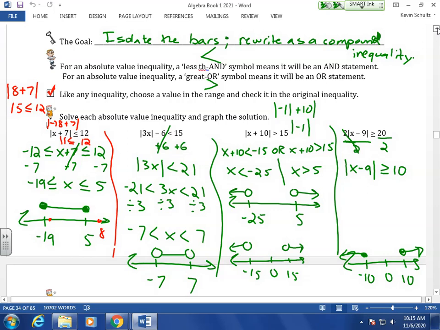To figure out what values for x make this possible, now we write it as an OR statement. Whatever x minus 9 is, it's got to be less than or equal to negative 10, or x minus 9 has got to be greater than or equal to, oh, I made it, positive 10. Okay?